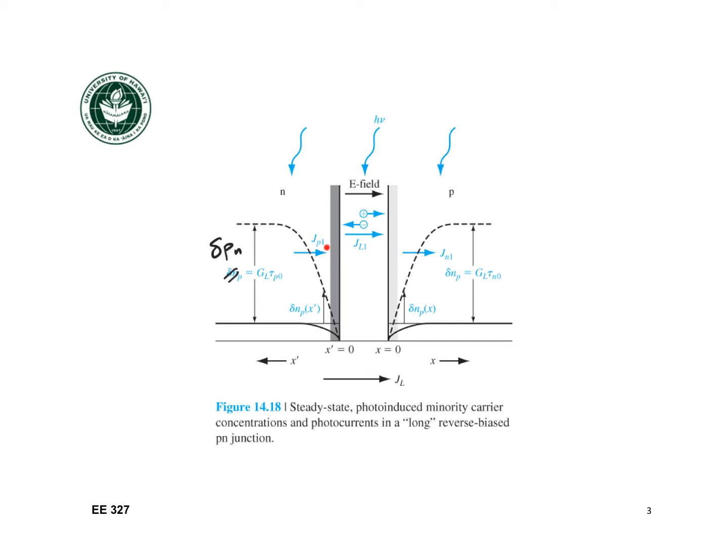That corresponds to a current, this J sub P1. And this is one component of something called the delayed photocurrent. Similarly, on the p side of the junction, we're looking at excess minority electrons. There is a gradient, so electrons are going to want to diffuse towards the left. The current therefore should be in the opposite direction, and there is a delayed photocurrent due to that electron diffusion, J sub N1.